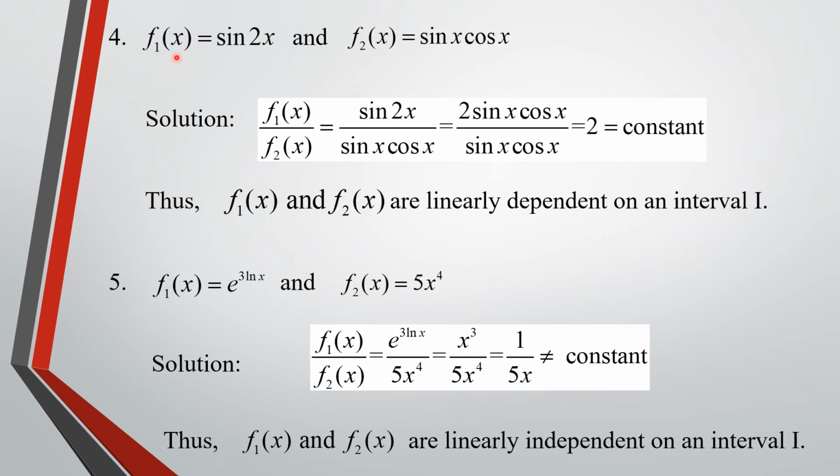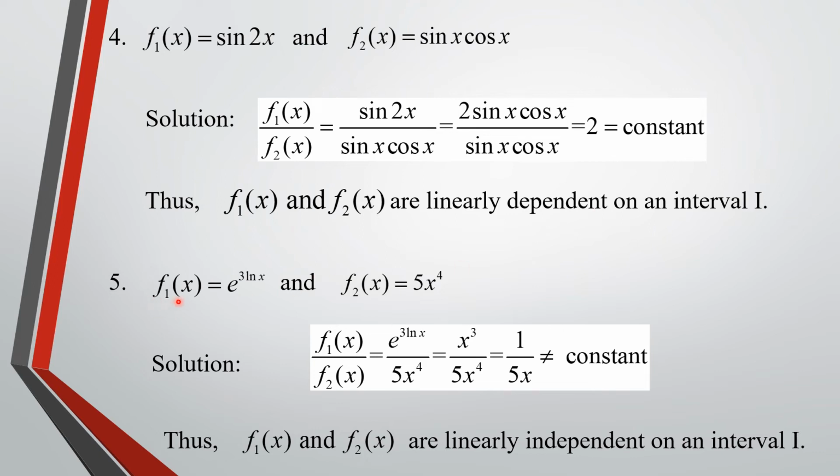Example number 4. f1 of x equals sine 2x, f2 of x equals sine x cos x. Taking the quotient f1 over f2, f1 is sine 2x and f2 is sine x cos x. We know by trigonometric identity that sine 2x is 2 sine x cos x. So sine x cos x at the numerator can be cancelled with the sine x cos x at the denominator. The result is the number 2, which is just a constant. Therefore, we say that f1 and f2 are linearly dependent on an interval I.